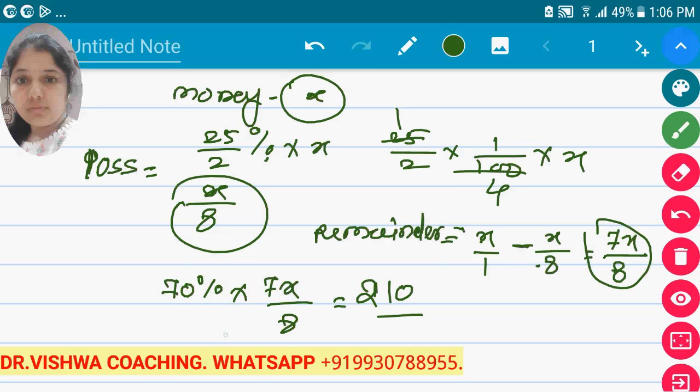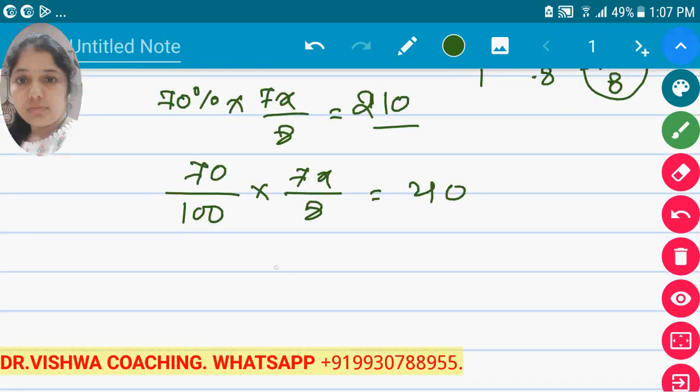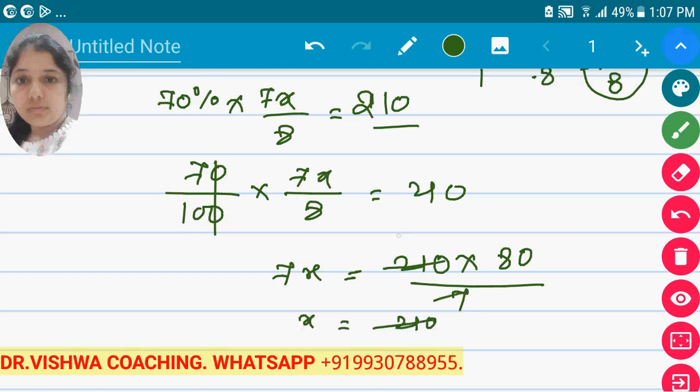Now 70% of remainder means 70 upon 100. 70 upon 100 into 7x upon 8 is equal to 210. Now solve this. 7x is equal to 210 into 80 divided by 7. Now x is equal to 7 1 the 7 and 30 it becomes.